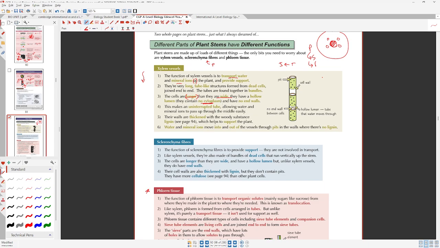They also have no cytoplasm, of course, and no end walls, so that it's an uninterrupted tube, making water and minerals pass up more easily. That's the main function of all of these: so that water and mineral ions can pass up more easily. Walls are thickened with lignin to support it. Easy peasy. Water and minerals move into and out of the vessels through the pits in the walls where there is no lignin. As you remember, the pit is just that area with less cell wall concentration.